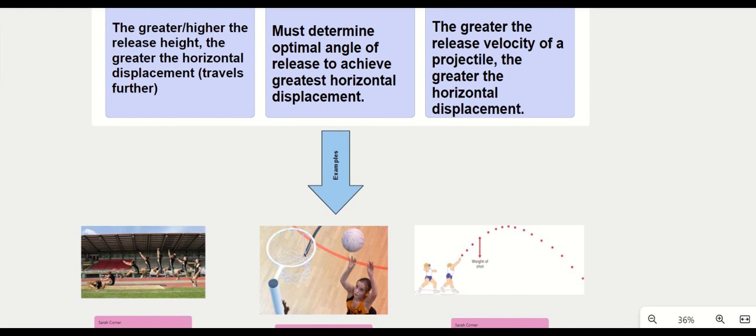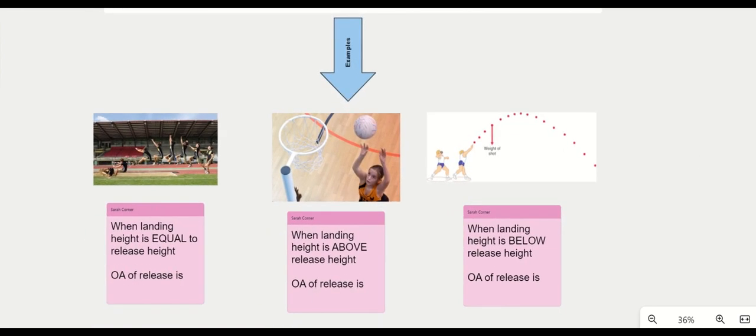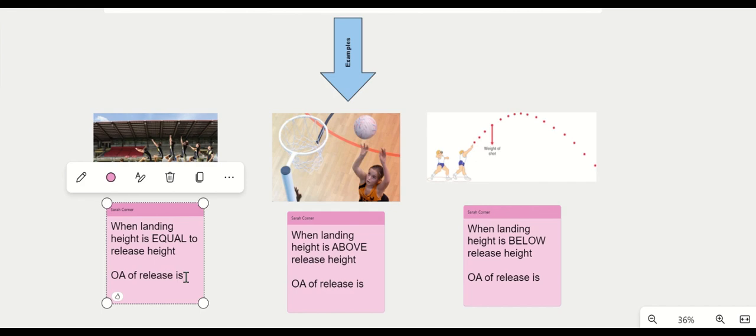So if we have a quick look at the long jump to start with, when the landing height is equal to the release height, so if you have a look at the long jumper there, they land in the pit, but the release height is where they've taken off from the takeoff board. It's level, okay? So let's make a note here, when the landing height is equal to the release height, the optimal angle of release as they take off of that takeoff board is 45 degrees. Okay, so the optimal angle of release is 45 degrees.